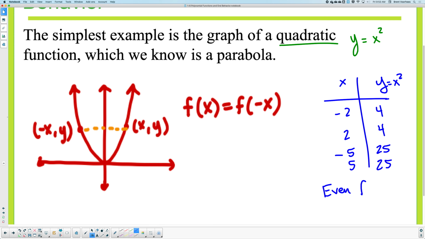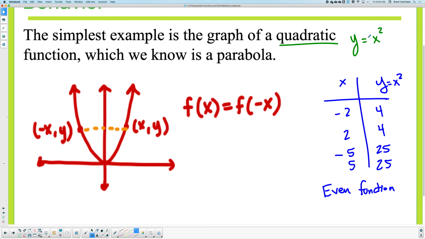That's what makes this an even function. What makes it an even function is whether you take the positive or the negative of some x value, you always get the same y result. That's what makes it even. The only way mathematically with polynomial functions you can have an even function is every power must be even. What must every power be? Even. If you have an odd power, the math will not work out.